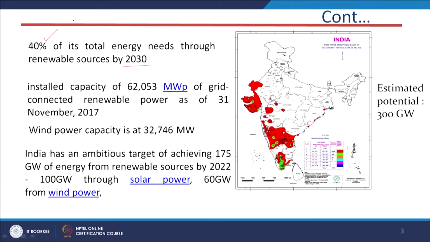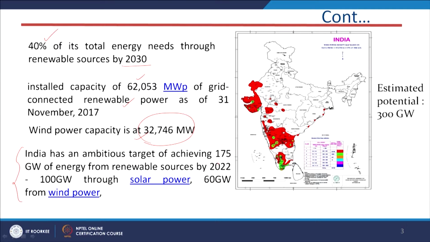By 2030, the target is to have 40% of total energy from renewable sources. In fact, we have a grid connected renewable power installed capacity of 62053 megawatt, or 62 gigawatt, as of 31st November 2017, and out of it the wind power is 32,746 megawatt.